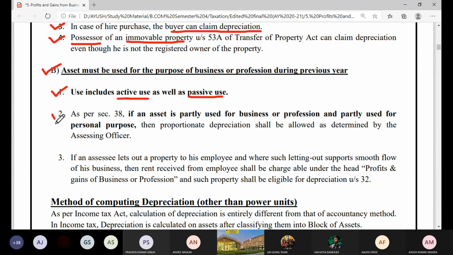The next, section 38, we are taking the reference of section 38. If an asset is partly used for business and private, then again the same thing, proportional depreciation will be allowed.